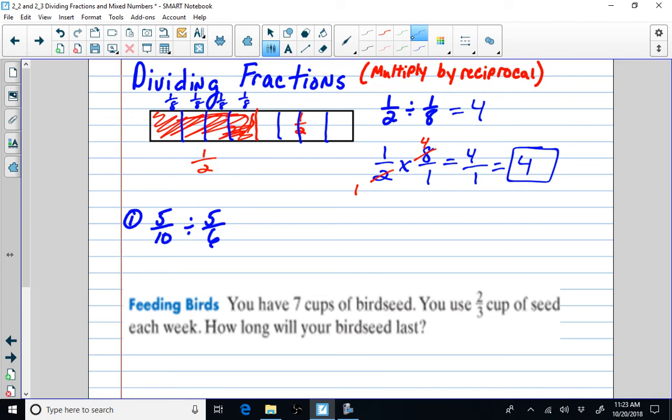Okay? Let's look at our second example. We have 5/10, and I want to divide by 5/6. I want to know how many 5/6 are there in 5/10.